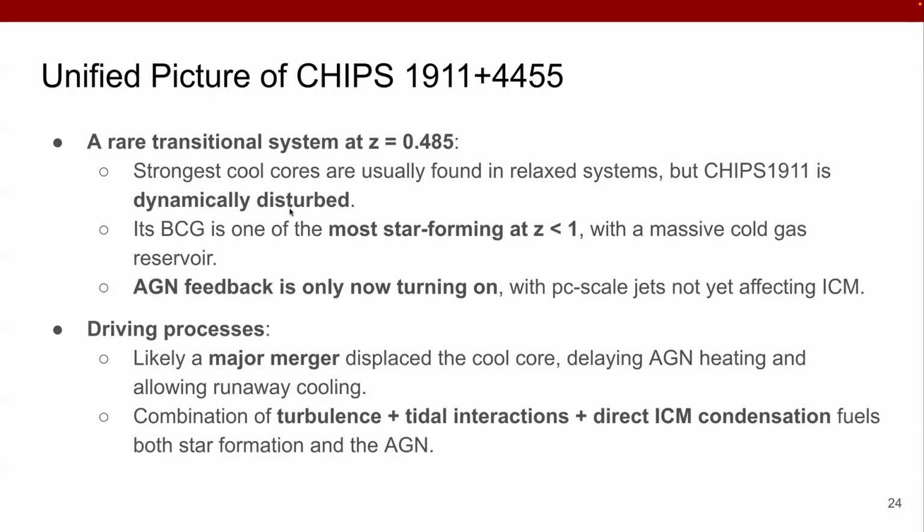Okay, so how did that happen? We think what happened is there's a major merger between clusters making the ICM disturbed or asymmetric in some shape, displacing the cool core. And as it displaces the cool core, it allows runaway cooling to form a ton of stars in a very short period of time, and also stops the AGN heating from happening because the AGN has moved a little bit off. And from that, it could be turbulence, tidal interaction, or direct condensation that fuels both the star formation and the AGN that is just about to start turning on again.